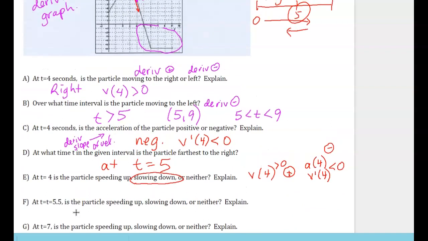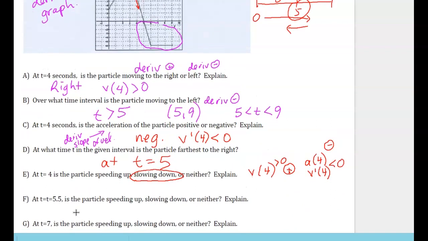All right, and then F says at t equals 5.5 is the particle speeding up, slowing down, or neither. So let's look at our graph. Here's 5.5, which is about right here. Well, my velocity at 5.5 is below the x-axis, which means it's negative. And my velocity prime, which is the slope of my tangent line, also has a negative slope. So we're going to say we are speeding up. And my explanation is those signs.